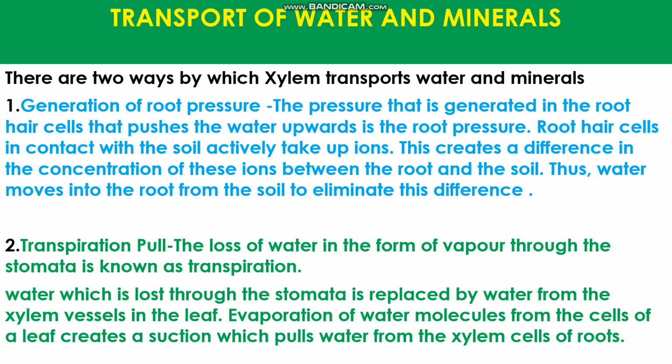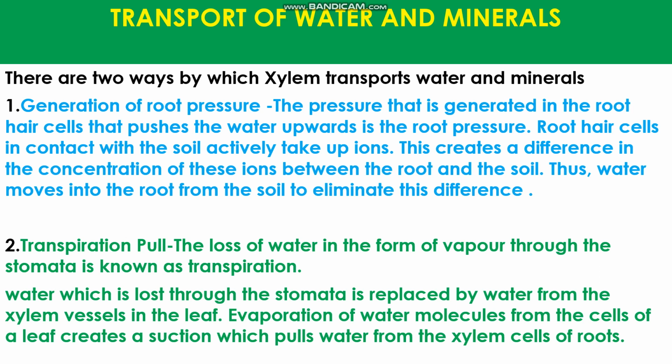There are two ways by which xylem transports water and minerals. One is the generation of root pressure and second is the transpiration pull. Now what do you mean by root pressure? Root pressure is the pressure that is generated in the root that pushes the water up the xylem elements.